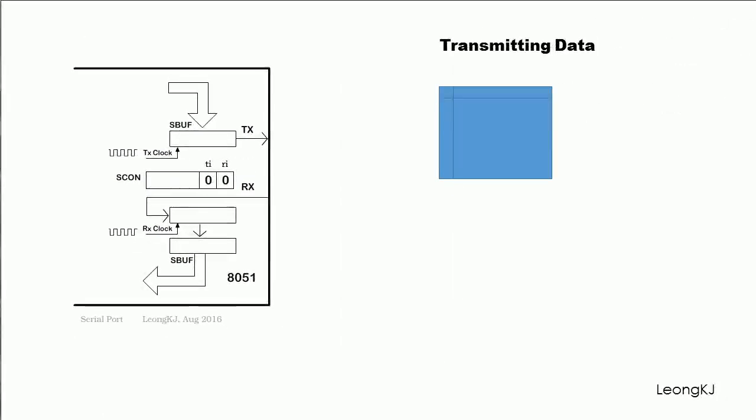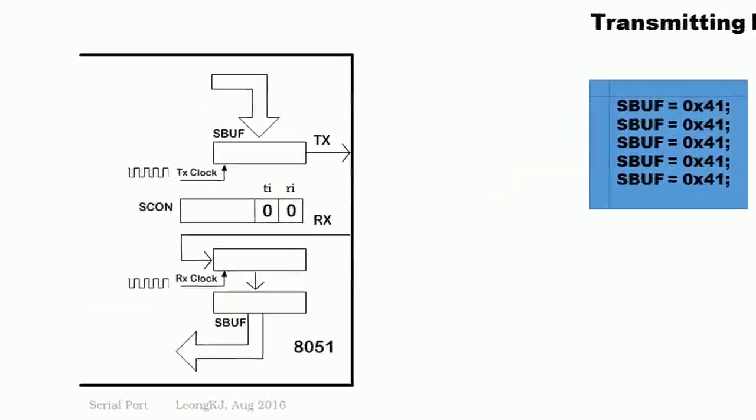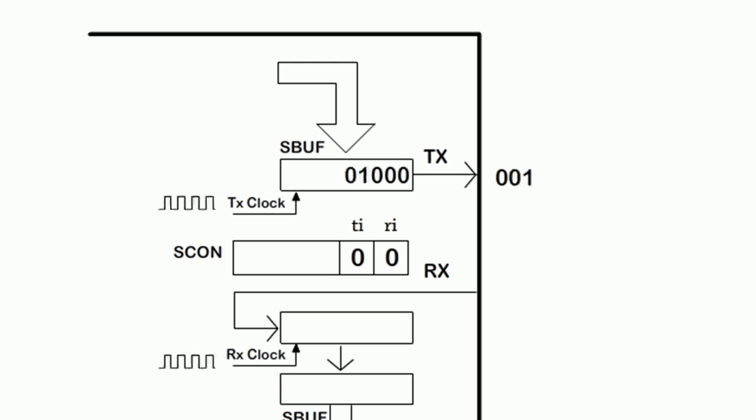What if multiple bytes of data need to be transmitted? Can you write multiple instructions equating SBUF to some values? Observe what happens when this is done. Before each data is completely sent out, the next data arrives at the transmit SBUF register. Therefore, data are not properly sent.